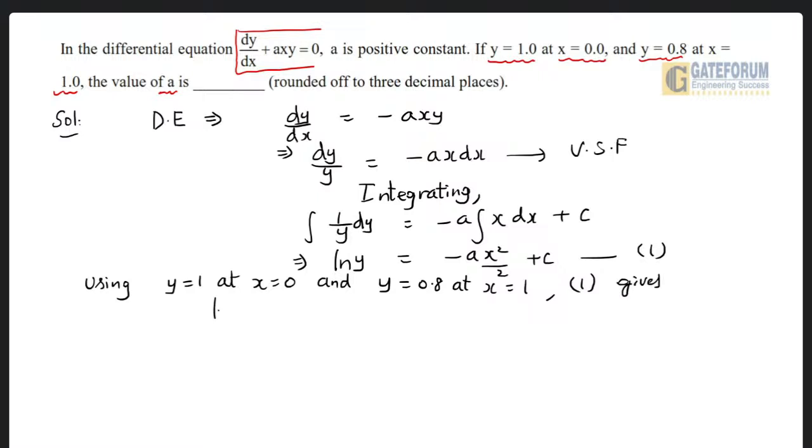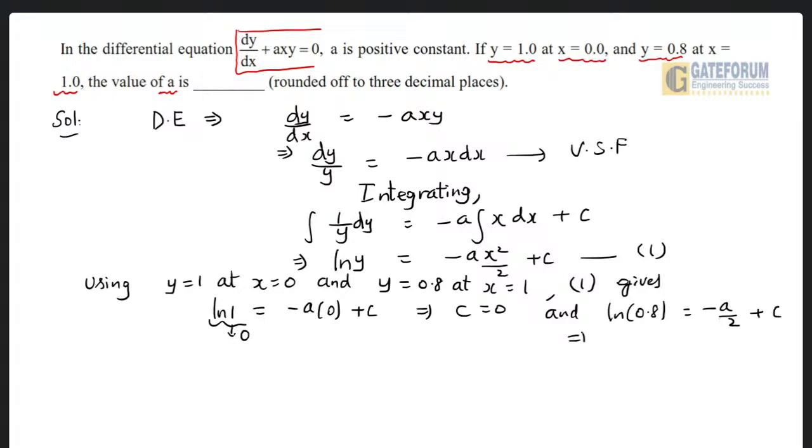So log 1 is equal to minus a into 0 plus c. From this, log 1 value is 0, so c is 0. Now substitute the second condition: log of 0.8 is equal to minus a times 1 by 2 plus c. So c value we already got, 0. So a is equal to minus 2 times log 0.8.